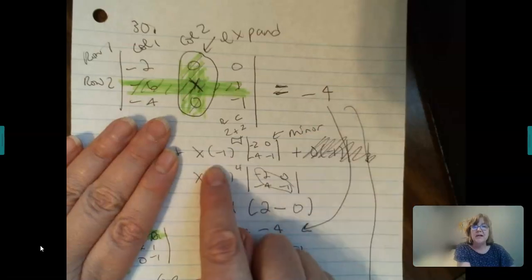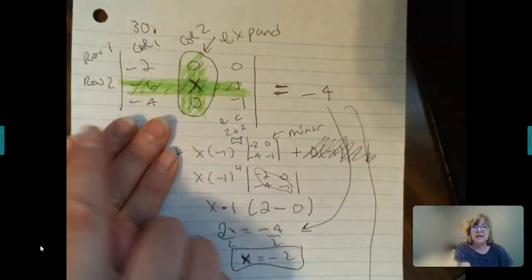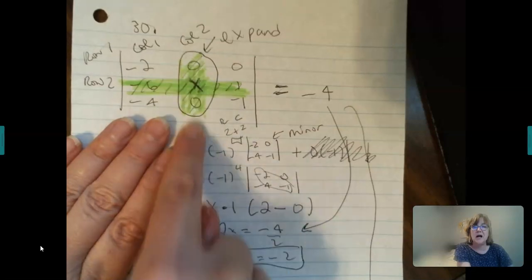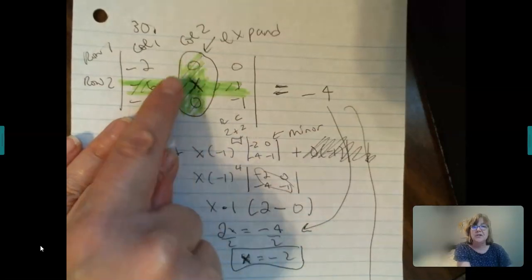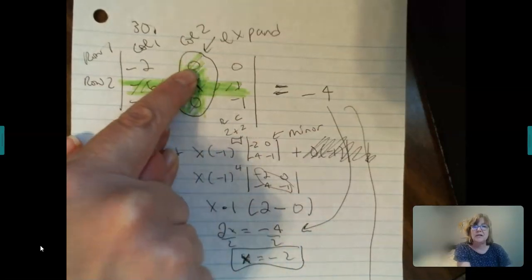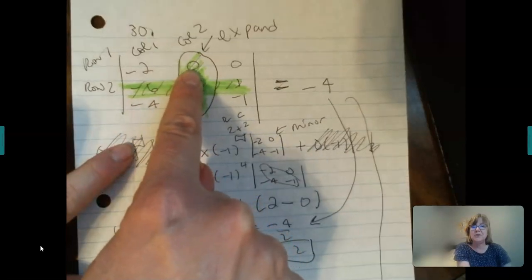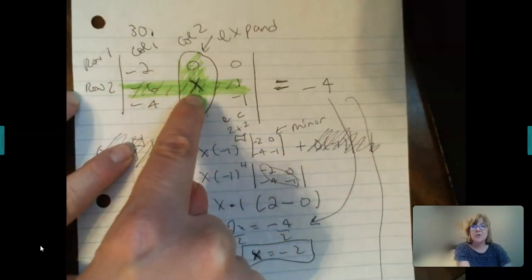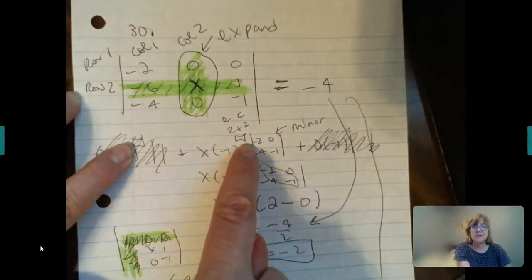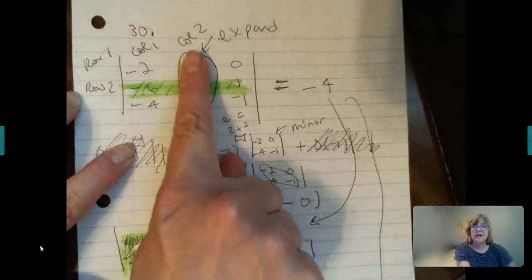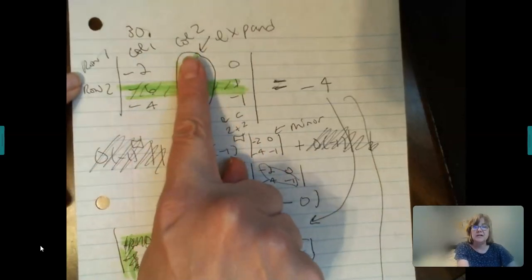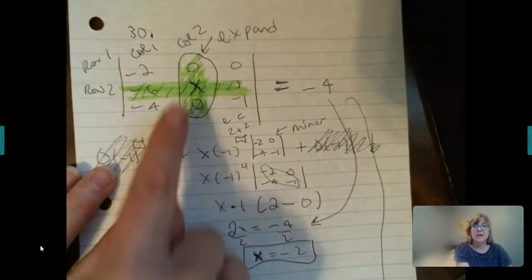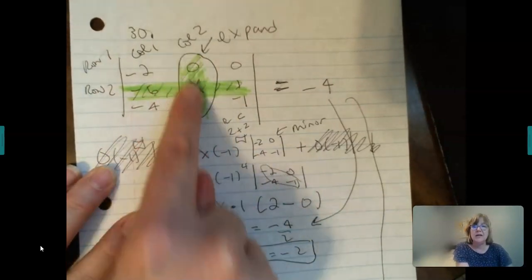All right, -1. Where did I expand? I expanded down this column, right? So this first one would have been 1 plus 2. That would have been 3. This is row 2, column 2. So that's to the 4th power. And if I get rid of this, right? Okay, so I'm expanding right here.